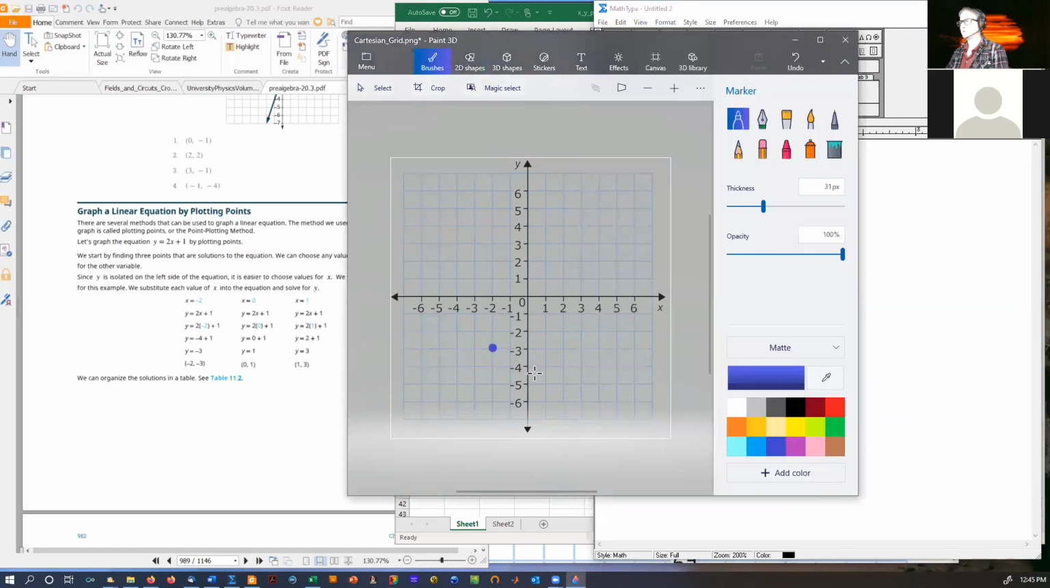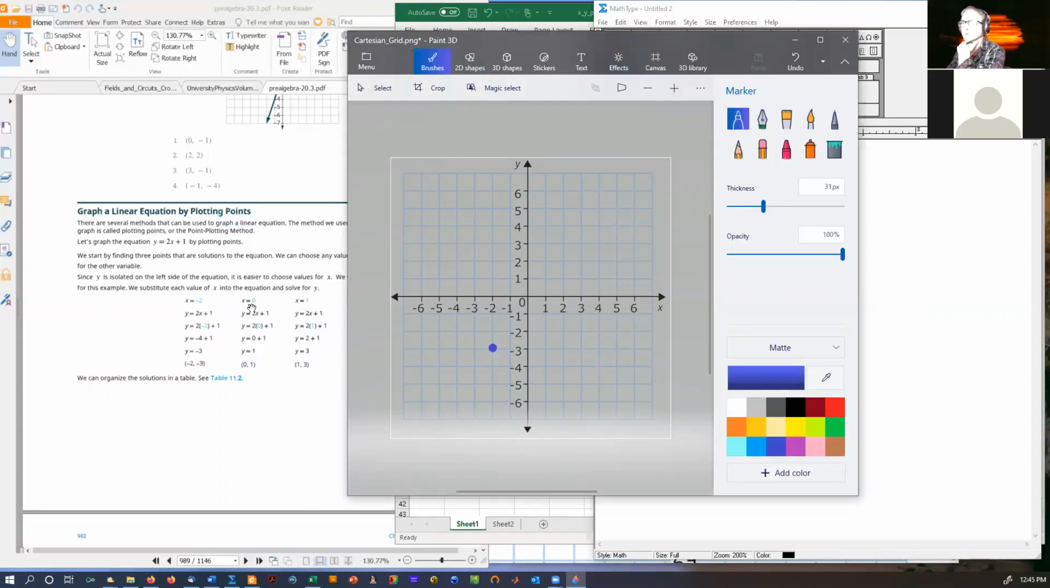So then you just click on that, and I'm just using a marker pen and a big thickness, so I've got a point there. It doesn't have to be really accurate here. The cursor slips around and everything. So let's look at the next one.